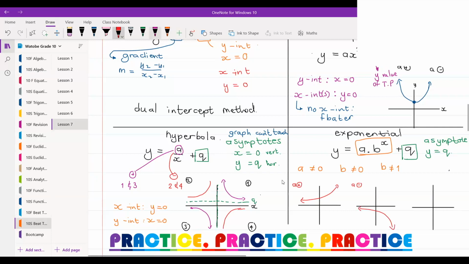Now, if the value for B is in between 0 and 1, so any number like a half or a third or a quarter or a fifth, anything along those lines, then my graph will increase, but it will increase in that direction. It will go up that way. And that is if B is in between 0 and 1.